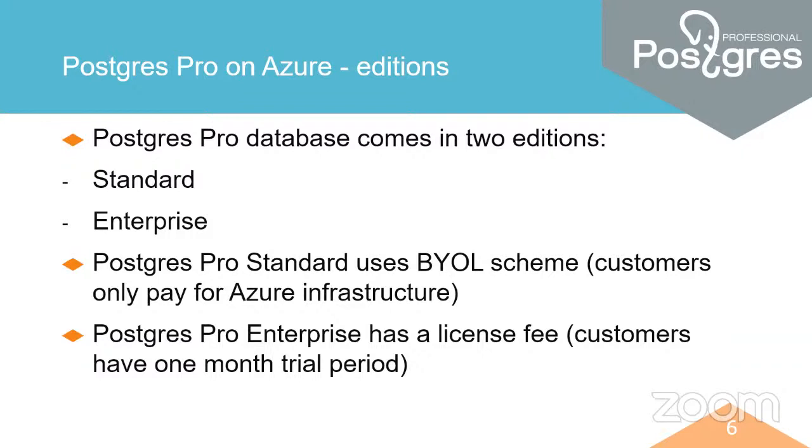The Postgres Pro Enterprise license is 14 cents per 1 core per 1 hour for a virtual machine, and it uses the same bring your own license scheme for Azure Container. And for virtual machine offers, customers have 1 month of trial period. So during this period, you can find out if you need these advanced features of Postgres Pro Enterprise, or you can stay on the Postgres Pro Standard offer.